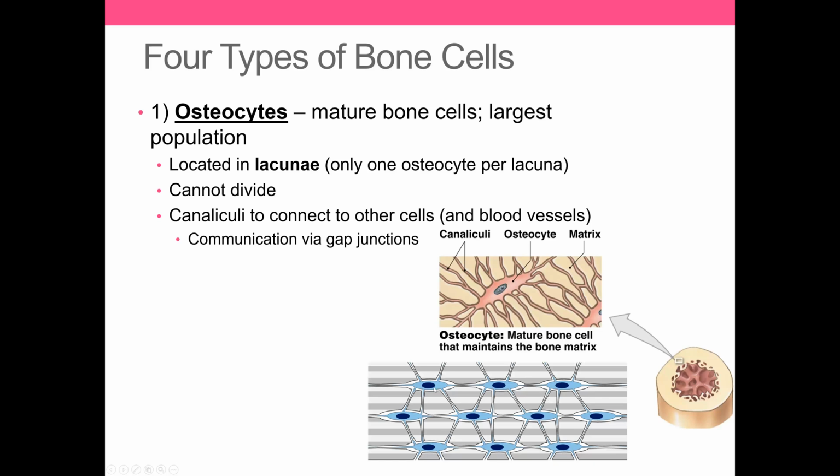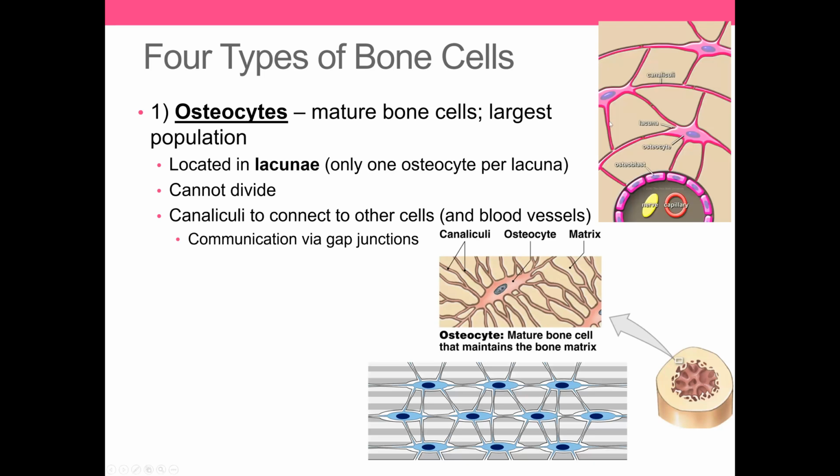And when one osteocyte actually touches the cytoplasm of another osteocyte, they have gap junctions there. And if you remember from chapter 4, gap junctions allow the cells to share ions and other small substances, so it allows for very rapid communication.